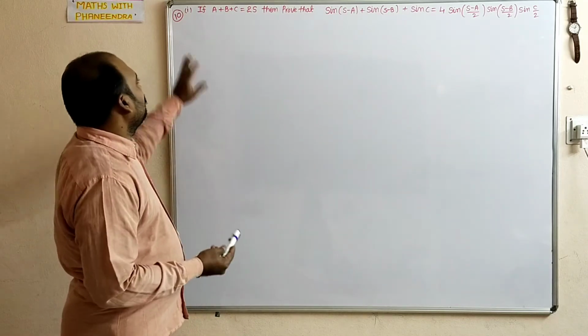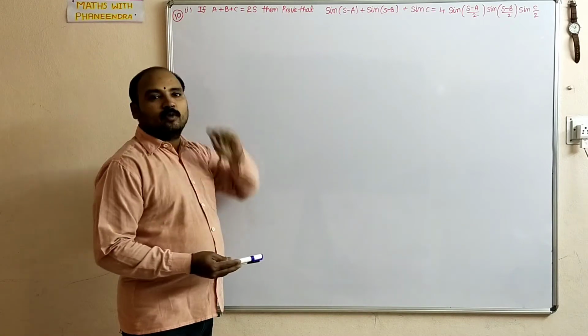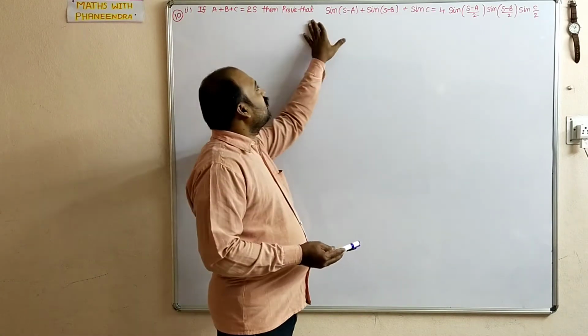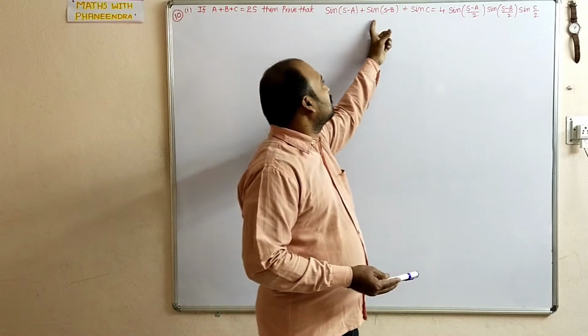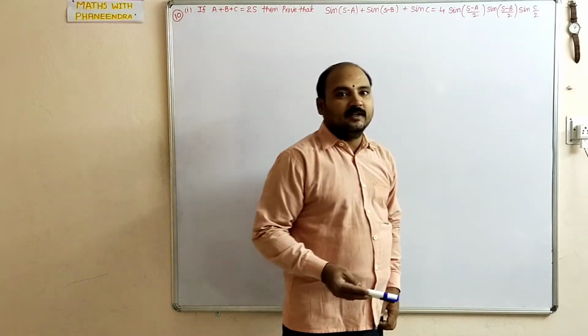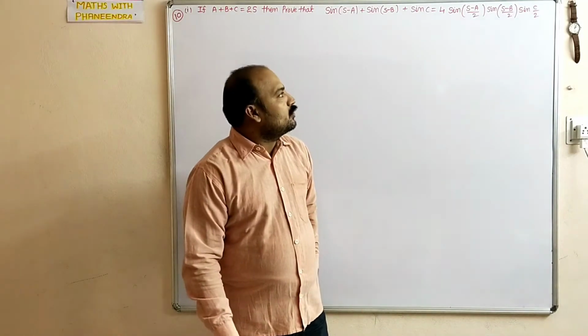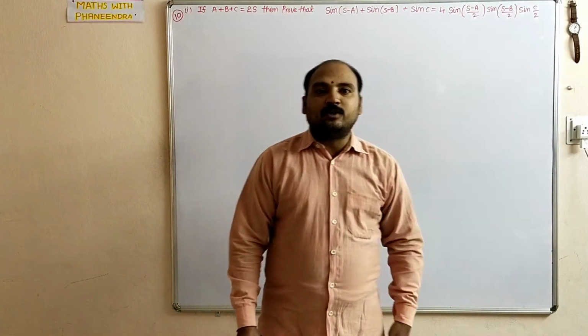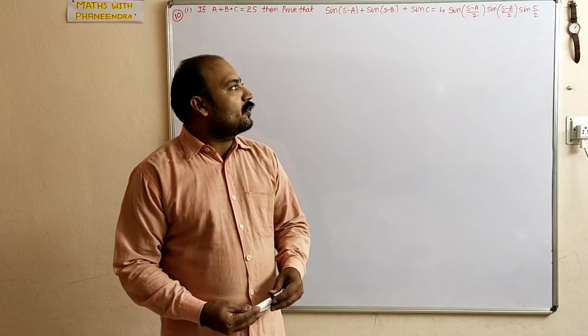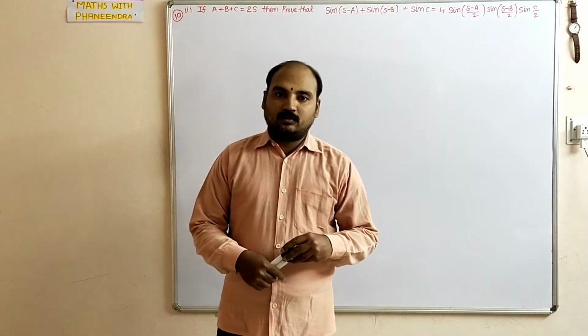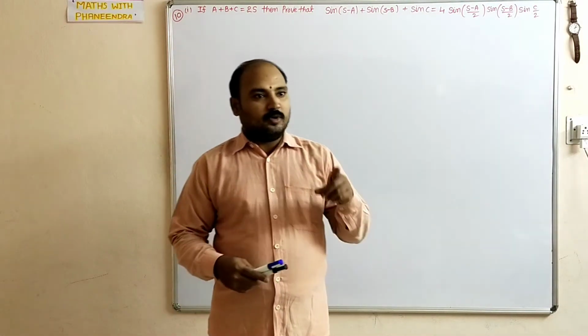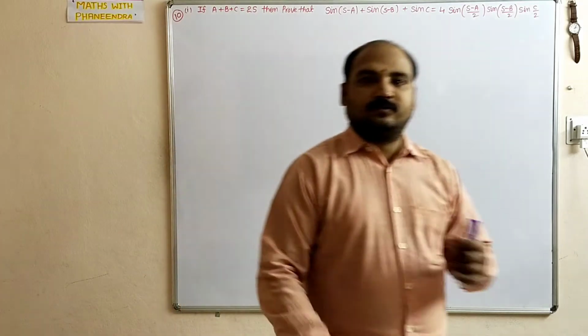So 10th question. If a plus b plus c equal to 2s, then prove that sine of s minus a plus sine of s minus b plus sine c is equal to 4 sine of s minus a by 2 sine of s minus b by 2 into sine of c by 2. Are you able to see, everyone? Yes.